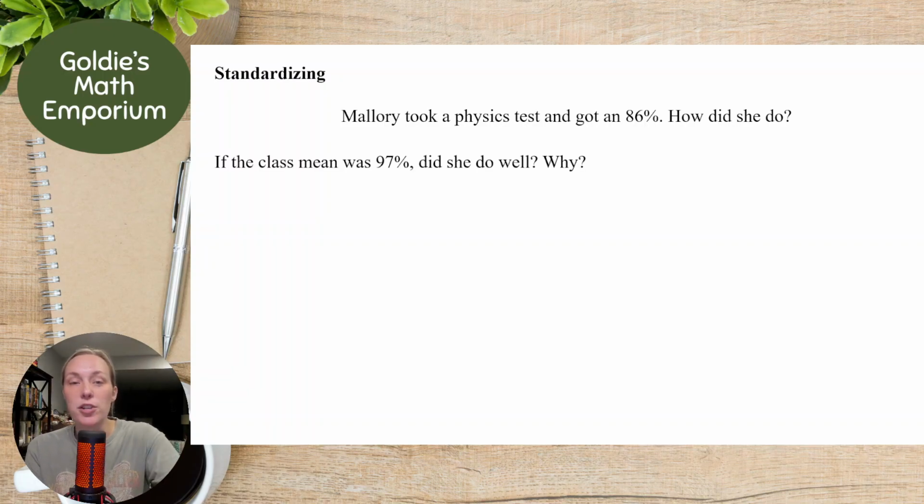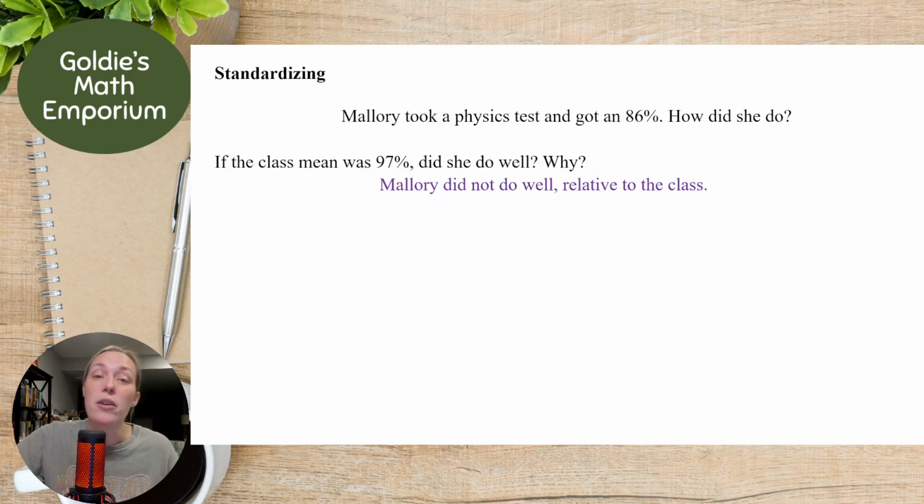Well, you would want to know, okay, relative to the class, how'd you do? Because if the class mean was a 97, did Mallory do well, right? So if she got an 86% and the class mean was 97%, did she do well and why? Well, no, she did not do well, relative to the class, because her score was lower than the mean score. So she would say she did not do well with that 86%.